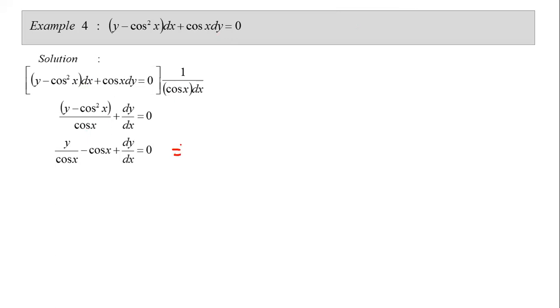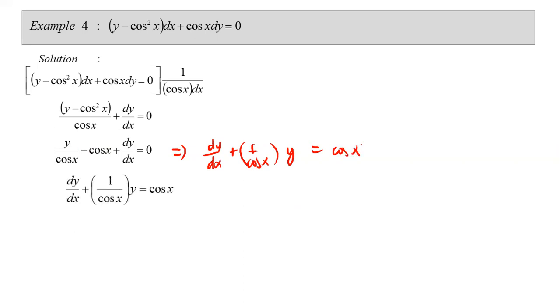And then you can now write this of the form dy/dx plus 1 over cosine of x times y equals negative cosine of x. You just write it on the right side of the equation. So this is a linear differential equation, and that's linear with respect to the dependent variable y.